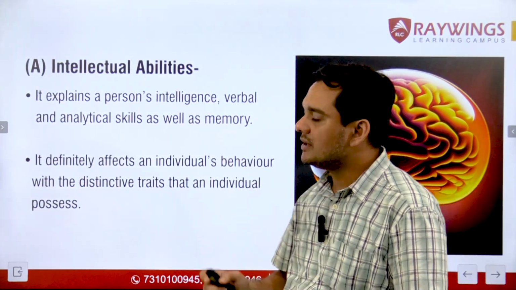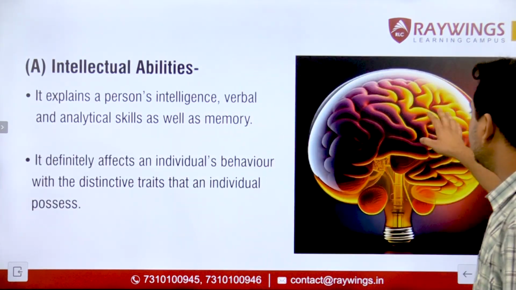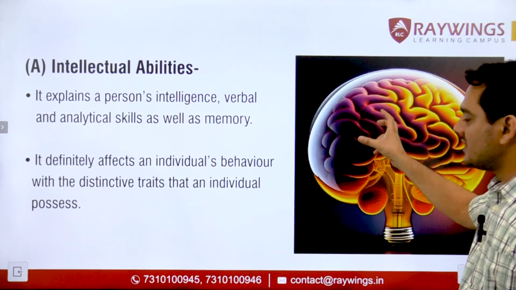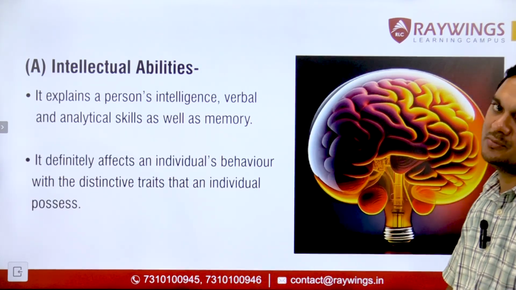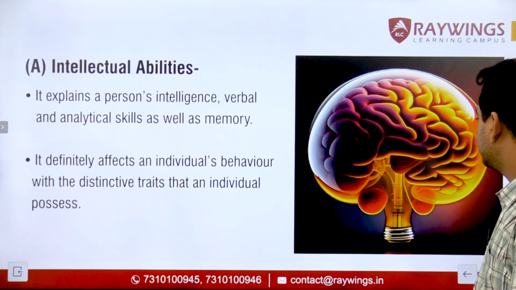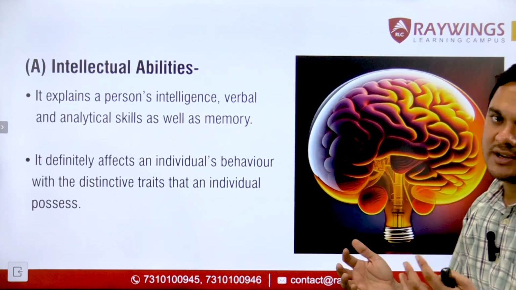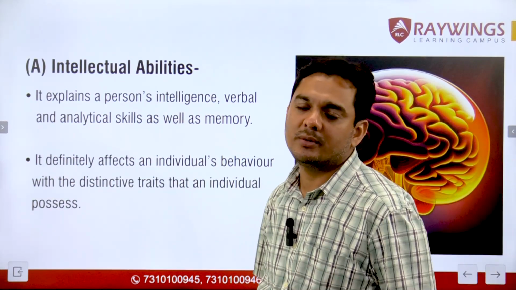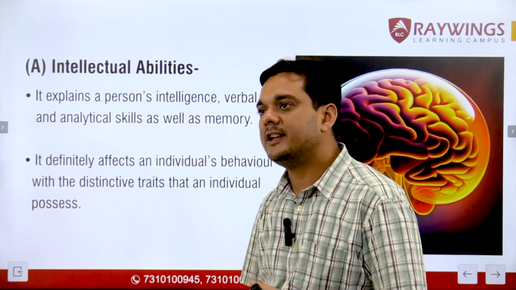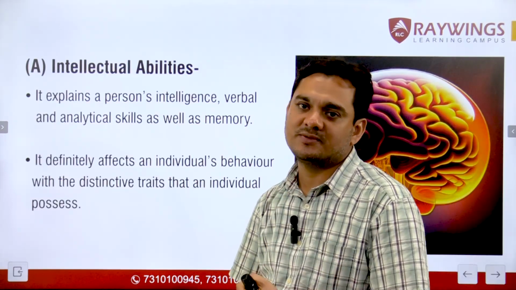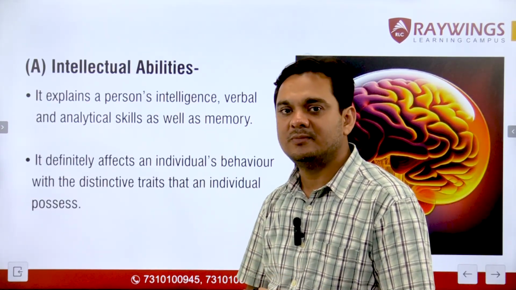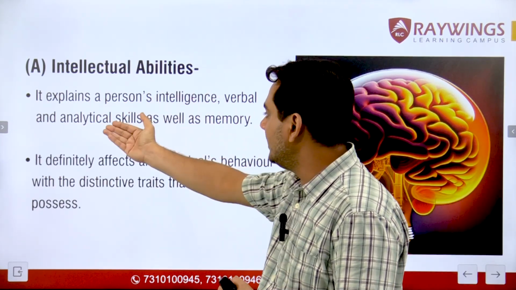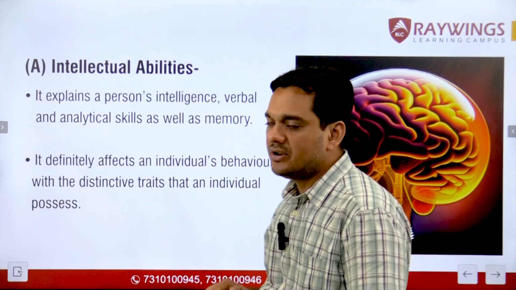Now, if we talk about intellectual ability, see, the human brain is like this. The more curves and twists and turns, the more intelligent it appears to be. So this is a unique brain that God has given us. And this gives us the intellectual power, the power to think, to explore, to make, to have relationships, and to control emotions. The first point says it explains a person's intelligence, verbal and analytical skills, as well as memory.